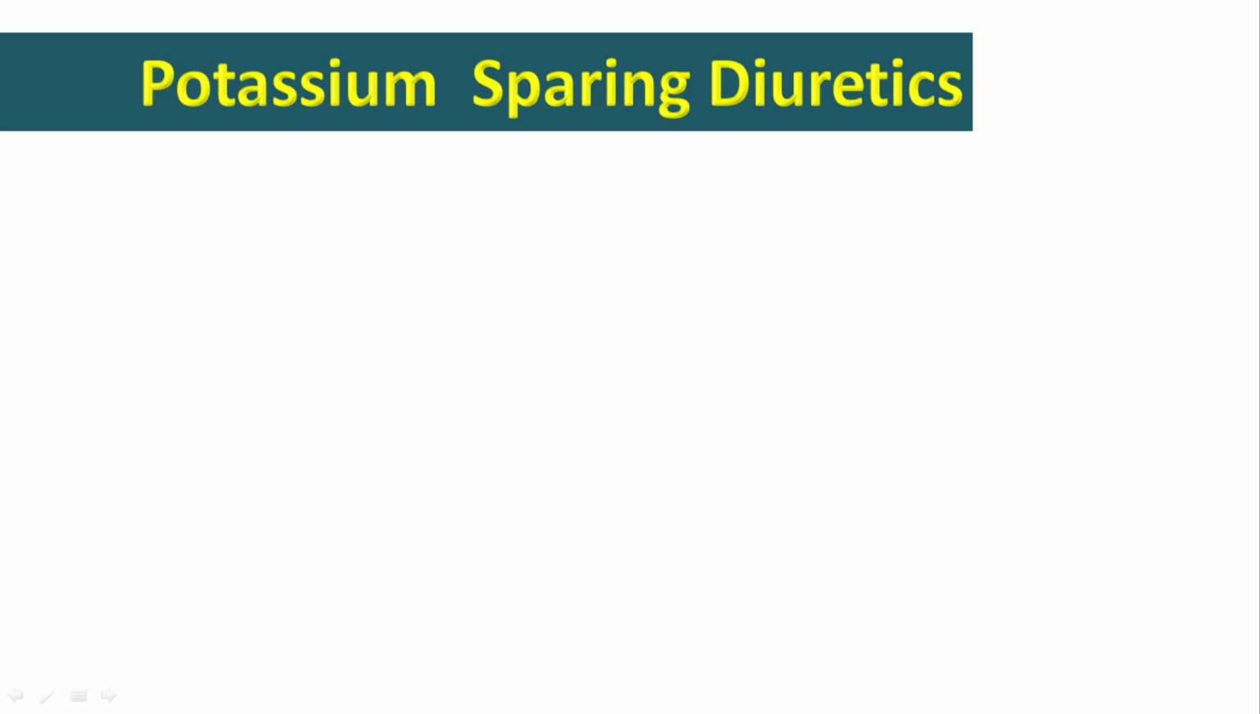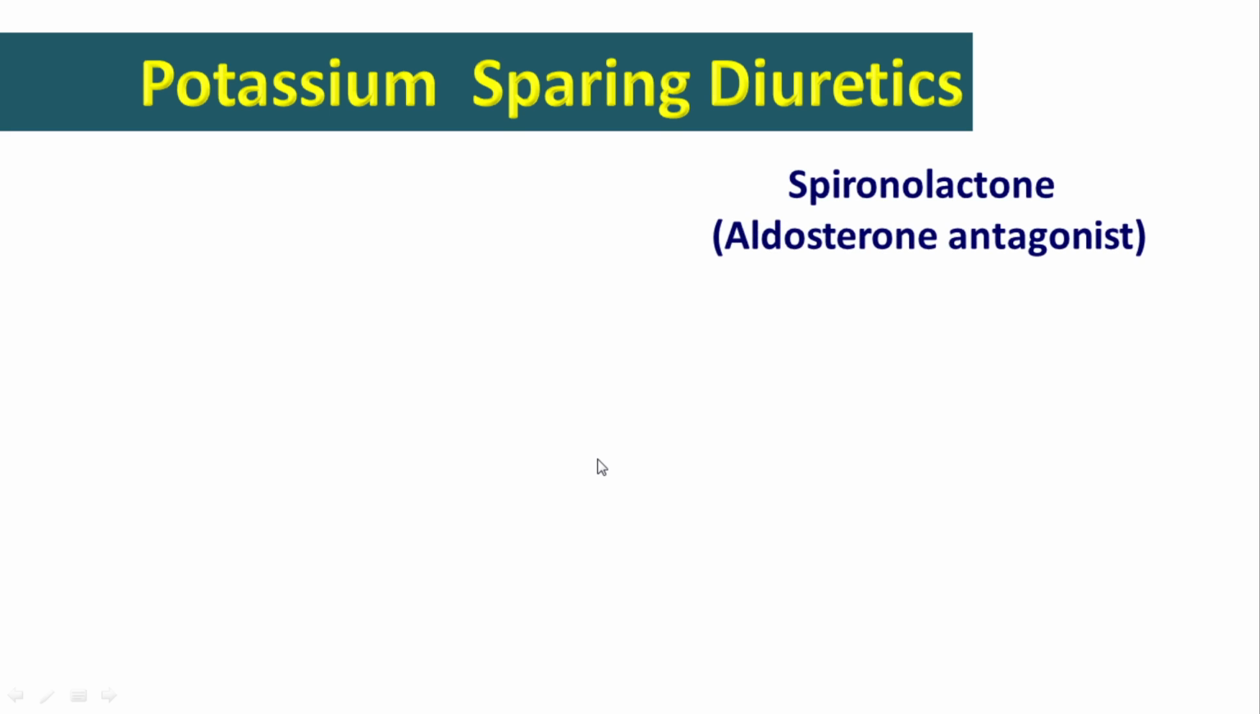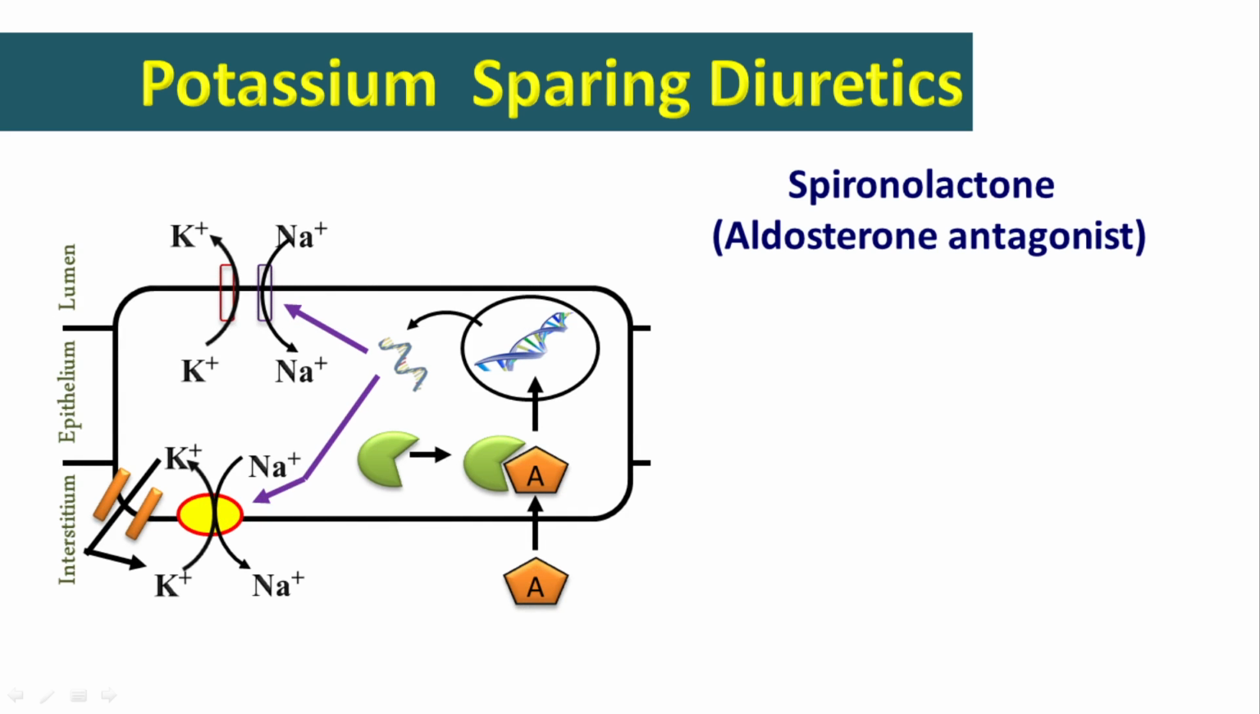We are going to talk about potassium sparing diuretics in this particular topic. To be precise, we are going to talk about spironolactone. Now, this is a very important drug that we must do. Spironolactone is an aldosterone antagonist.